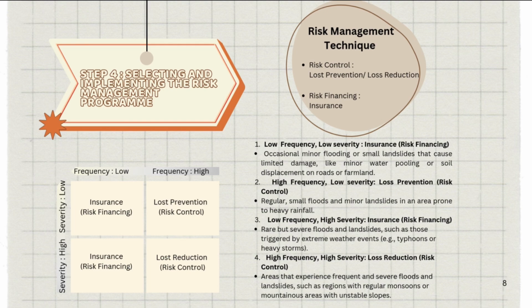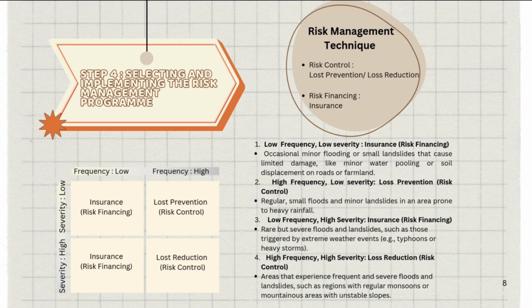The first one is low frequency, low severity, for insurance in risk financing. Occasional minor flooding or small landslides that cause limited damage, like minor water pooling or soil displacement on roads or farmland. Second one is high frequency, low severity, for loss prevention in risk control. Regular small floods and minor landslides in an area prone to heavy rainfall.